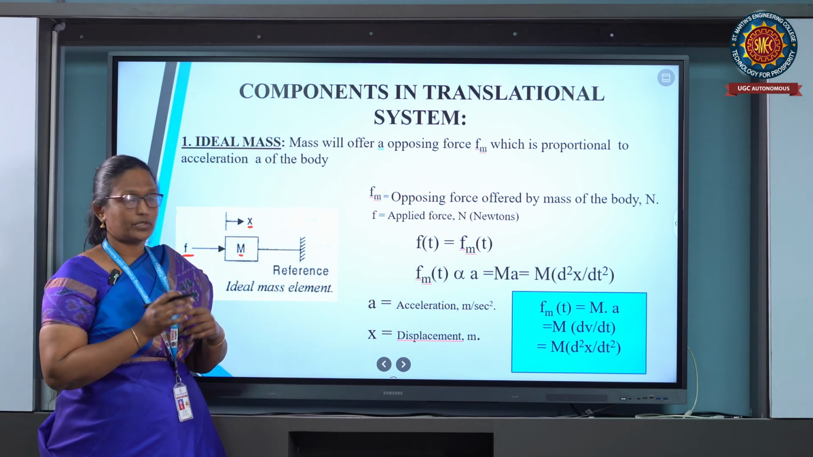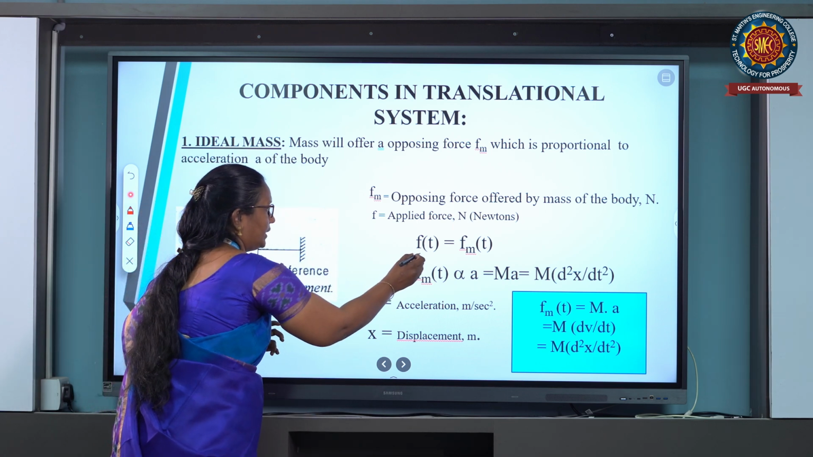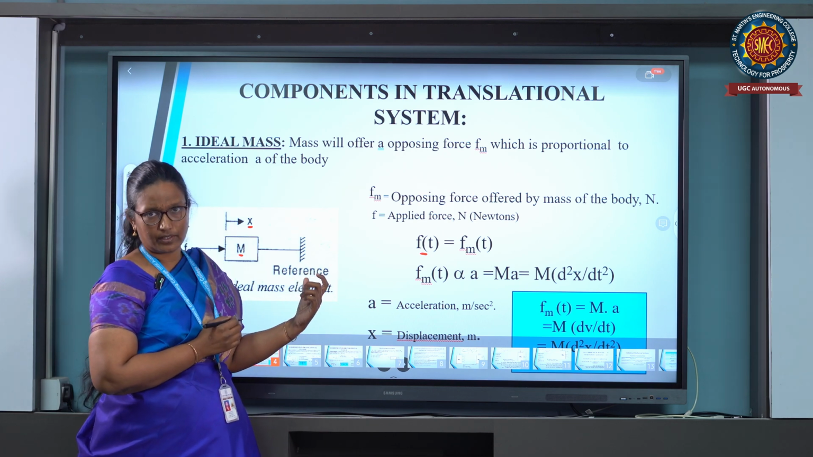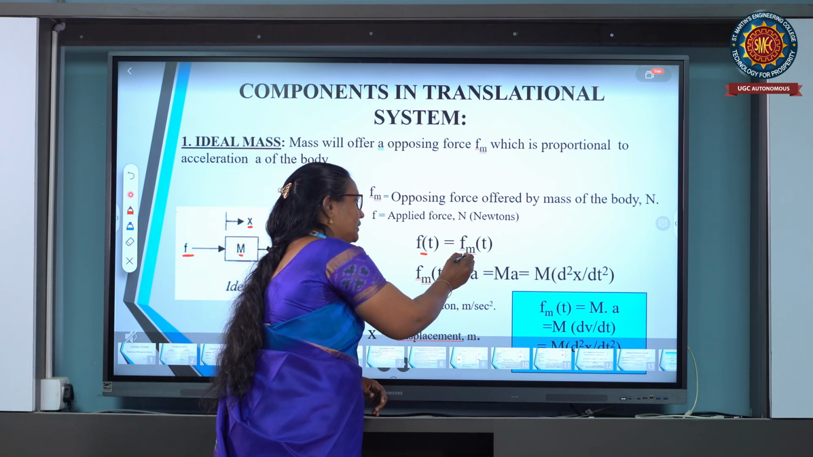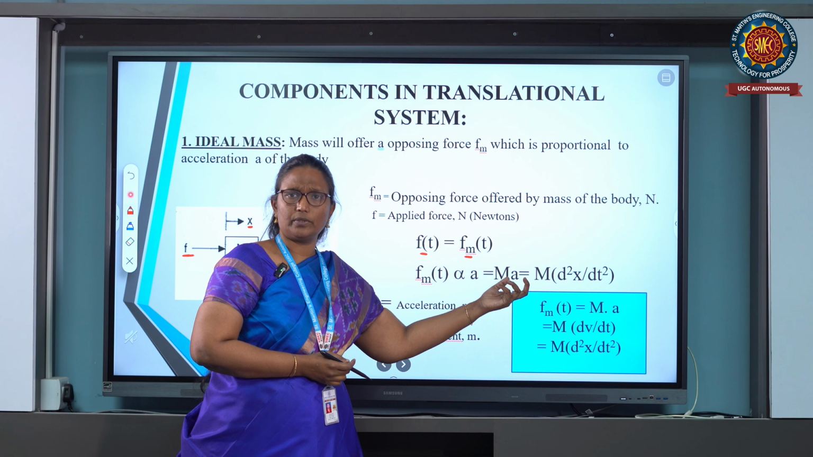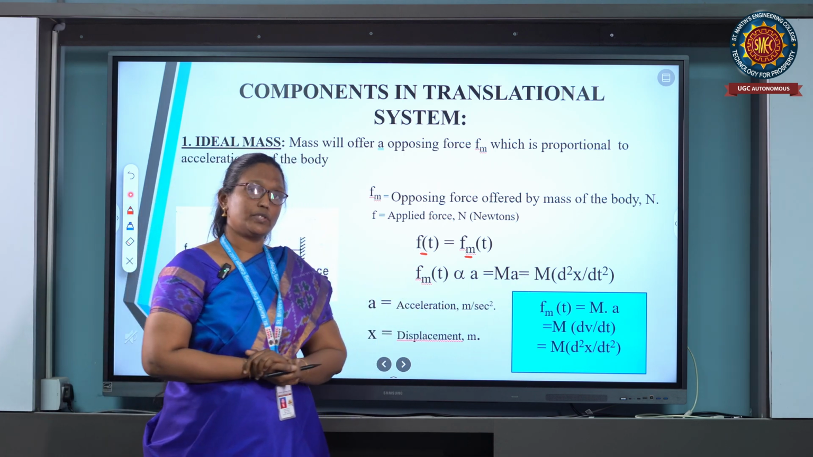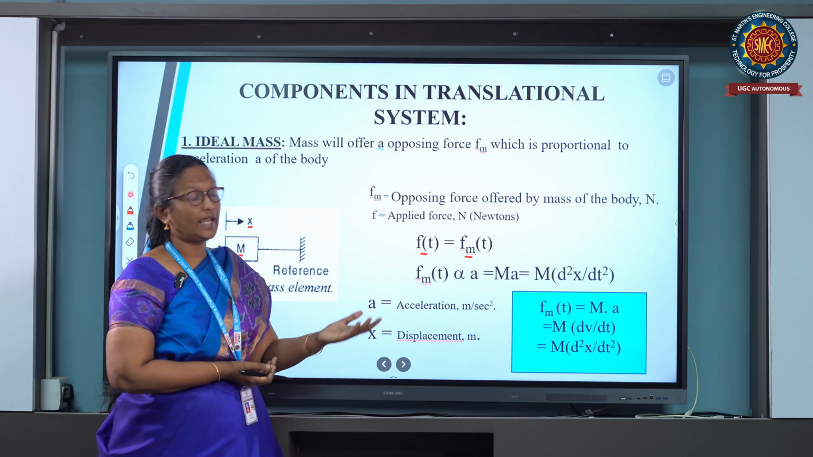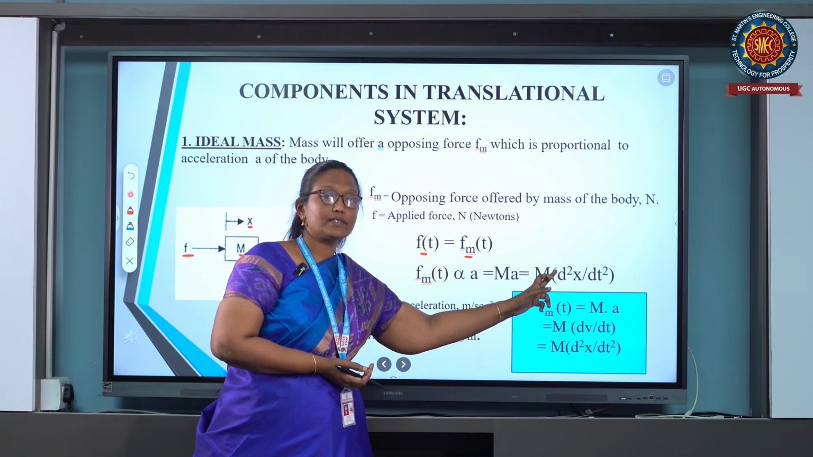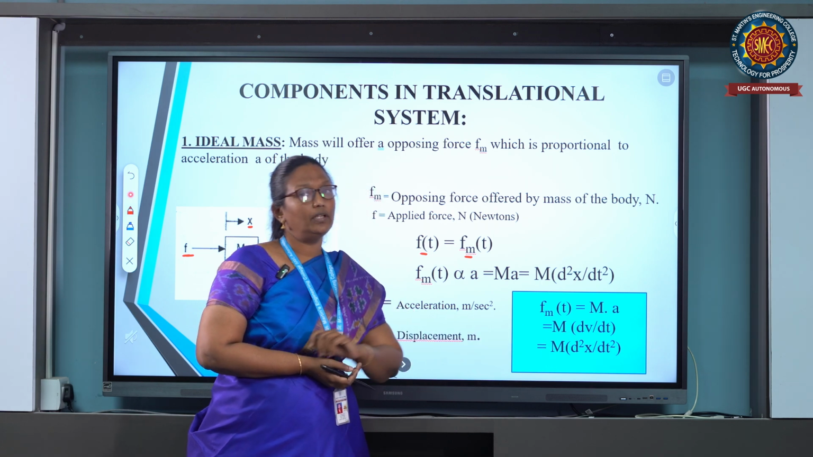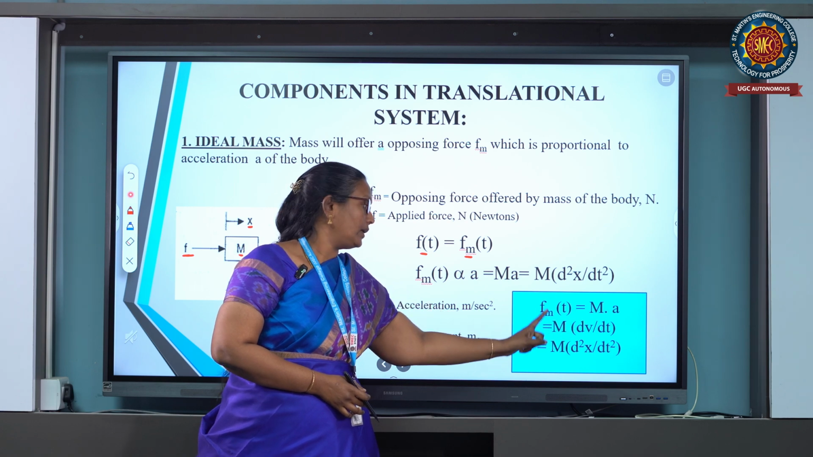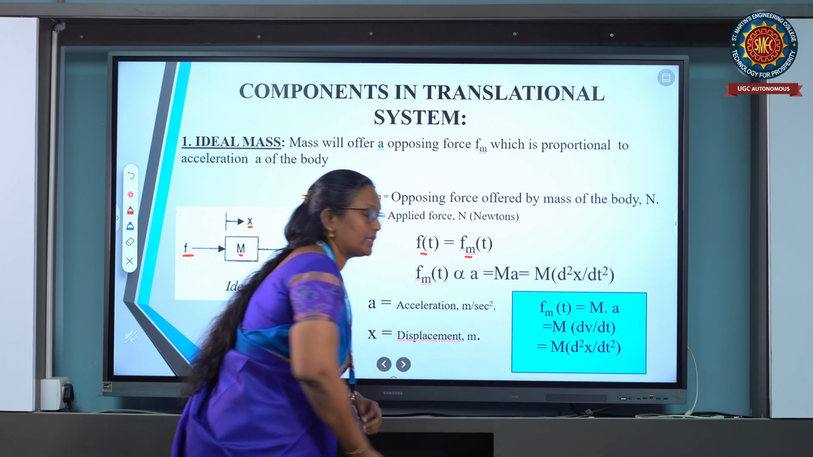Now according to Newton's force law, the sum of the applied forces, and here only one applied force is there, F of t, is equal to the sum of the opposing forces. Since we are considering only the ideal mass element, we have one opposing force, that is Fm. So at a balance condition, according to Newton's force law, F of t equals Fm of t. Now how do we write Fm of t? The force due to the mass element is proportional to the acceleration. To remove the proportionality, we keep a constant m. Here we write acceleration in terms of displacement, that is d square x by dt square. We can also write it in terms of velocity, that is dv by dt. So altogether, the opposing force of a mass element is defined as ma, that is m dv by dt or m d square x by dt square.